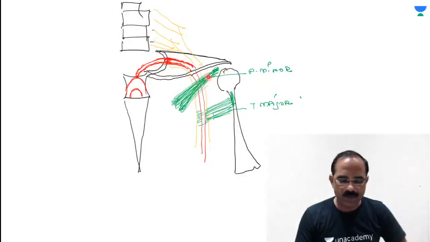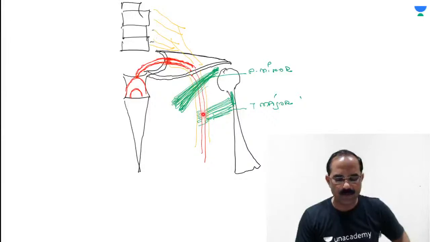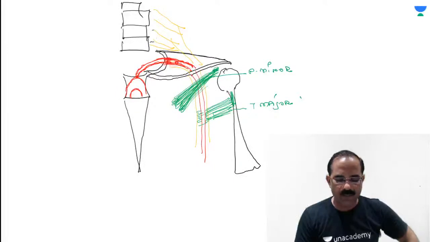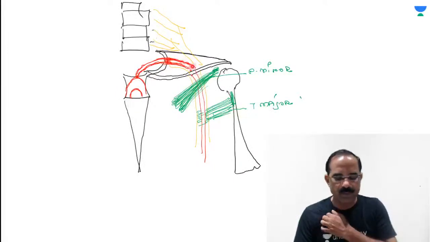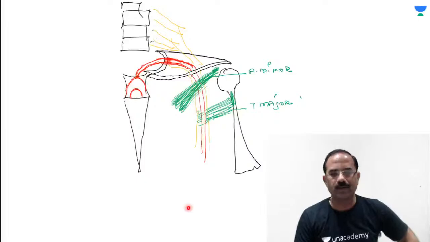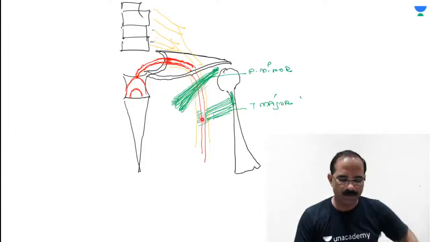In other words, this pectoralis minor is going to divide the axillary artery into three parts. From its beginning to the muscle, that's the first part. Behind the muscle, that's the second part. And after the muscle, that's the third part of the axillary artery. Okay, first part, second part and third part.